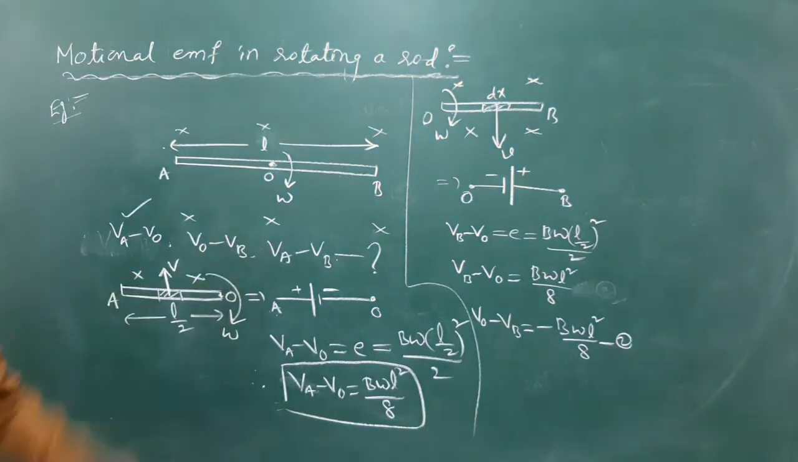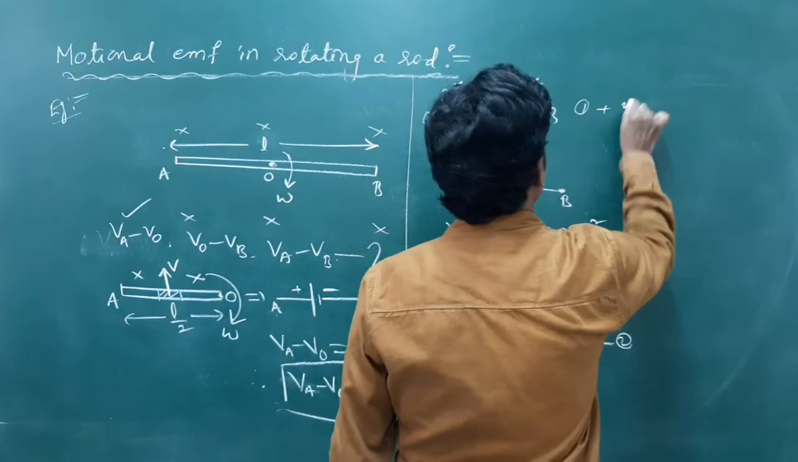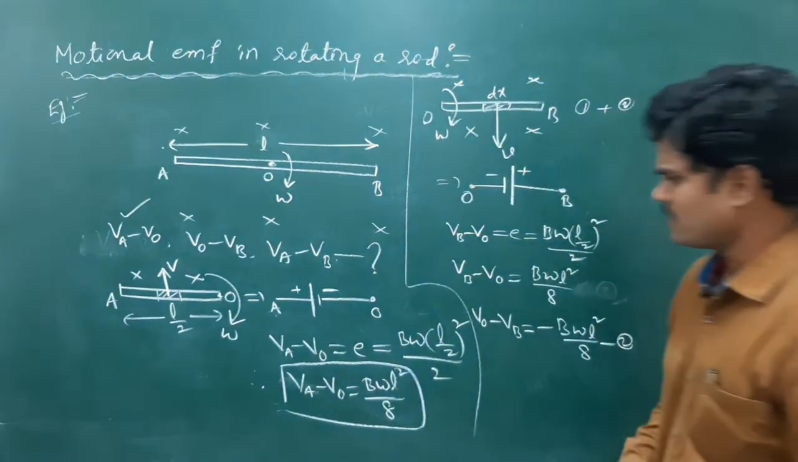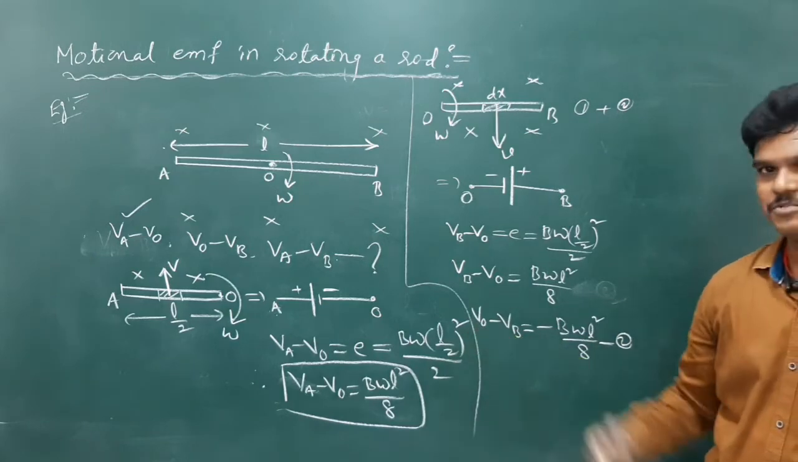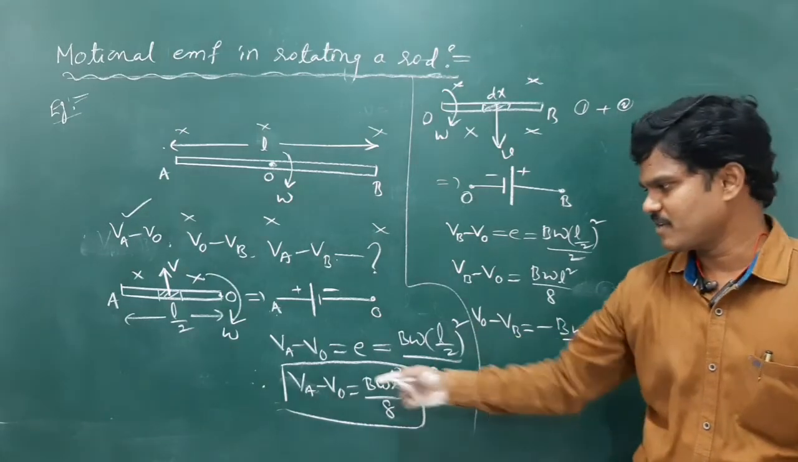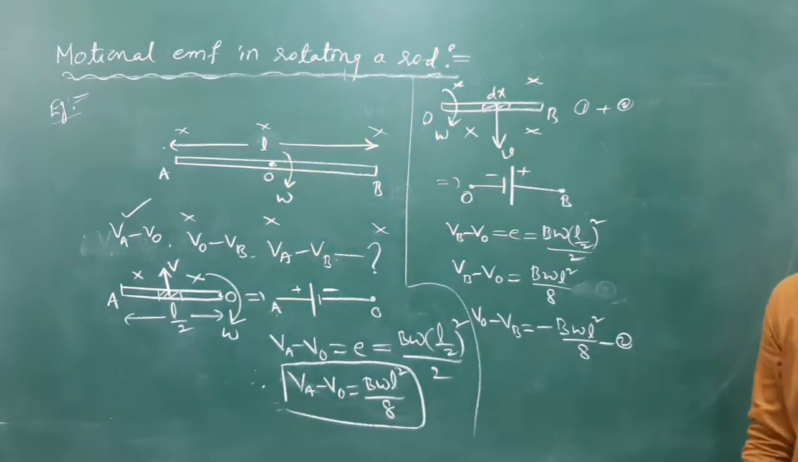Now see the next, VA minus VB. How to get VA minus VB? Just add 1 and 2, otherwise subtract 1 and 2. If I subtract 1 and 2, VA minus VO, so it's not possible. If I subtract, VO becomes double. So it is not possible to get VA minus VB that way.